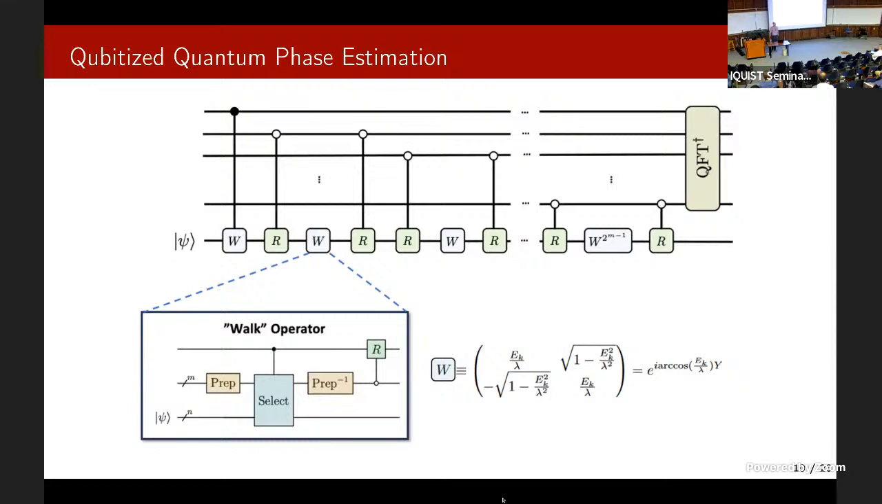So qubitization, as it's called, the qubitized quantum phase estimation algorithm, which is evolving under the arc cosine of the Hamiltonian, which was that dual plane wave Hamiltonian, turns out to be a lot more efficient and gives much, like 5 to 10 orders of magnitude lower resource estimates. So you want to choose this instead.